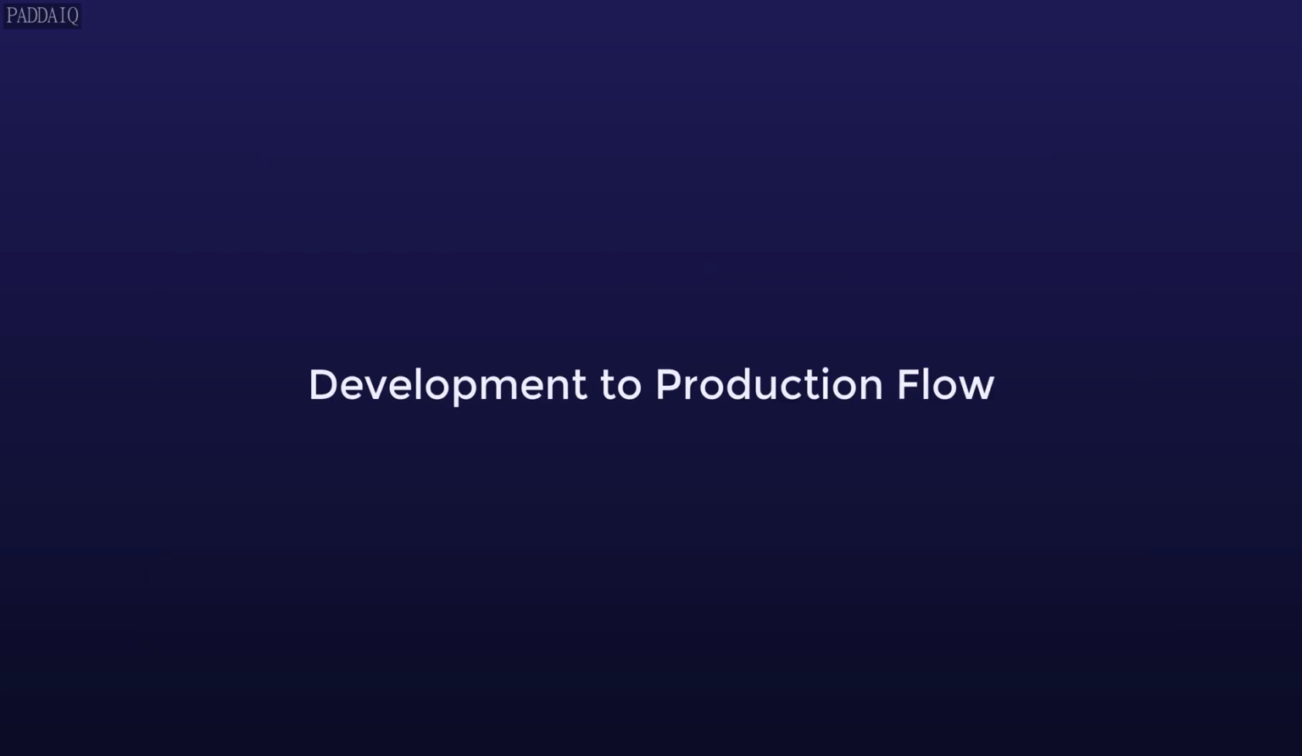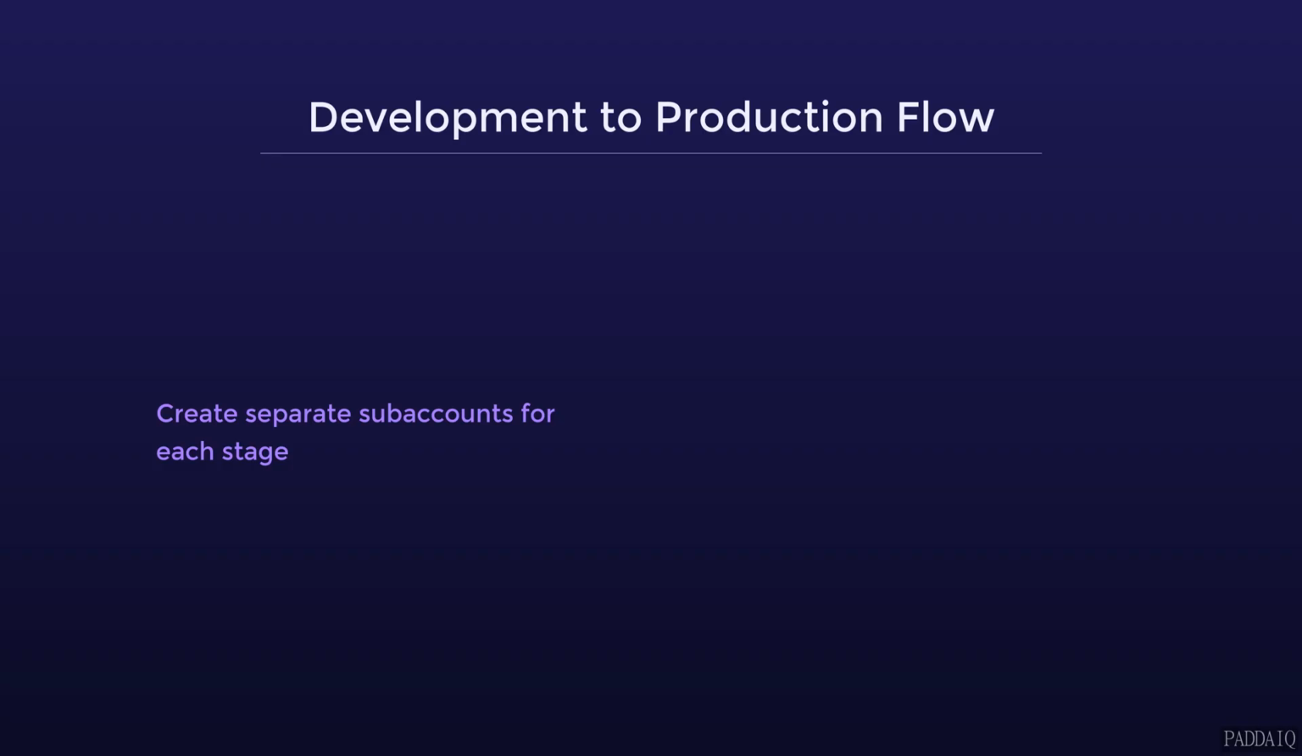Development to production flow. Create separate sub-accounts for each stage. This means isolating your development, testing, and live environments to prevent accidental changes. For instance, developers work in a dev sub-account, testers use a test sub-account, and the final application runs in a prod sub-account. This clear separation is fundamental for stable and secure application deployment.